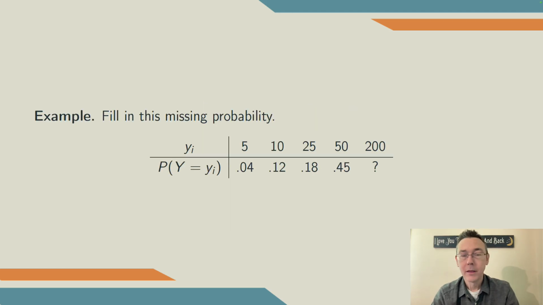One more example. We want to fill in the missing probability for this discrete random variable Y, and in this discrete probability distribution. And this is a good place to pause the video and try to figure this out on your own before seeing my explanation.